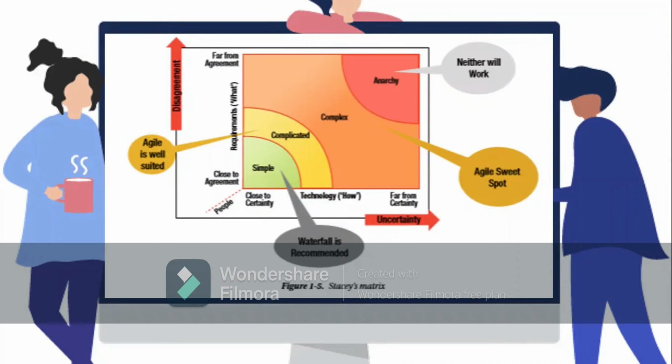Now, here it shows us the Stacey diagram. It answers the question of when to use Agile and when to use traditional waterfall. If things are simple, waterfall is recommended. If things are complicated, then Agile would be satisfactory. If things become complex, Agile would be the sweet spot. But if things are out of reach, neither would work. That means if there is no contribution, no requirements at all, what are we going to develop?